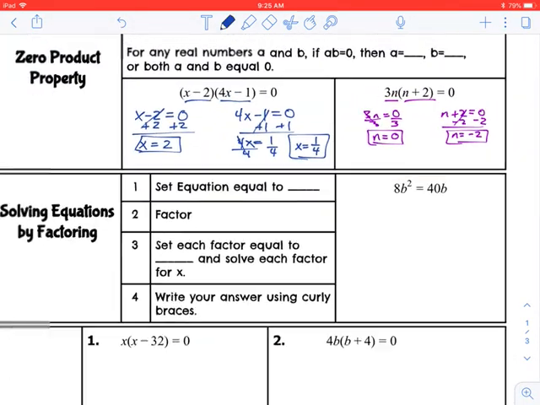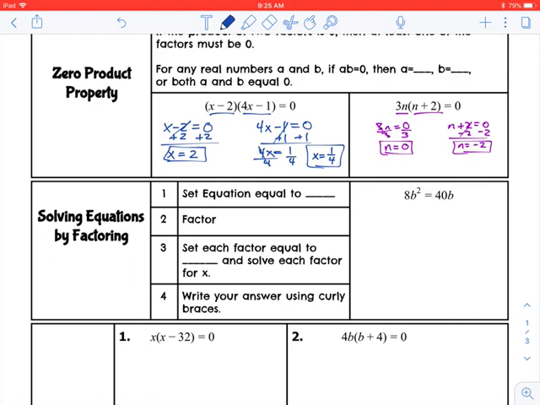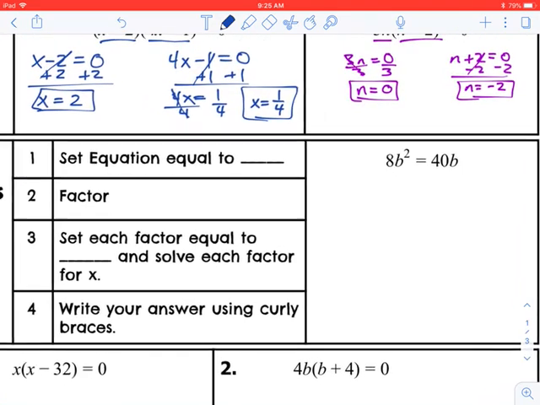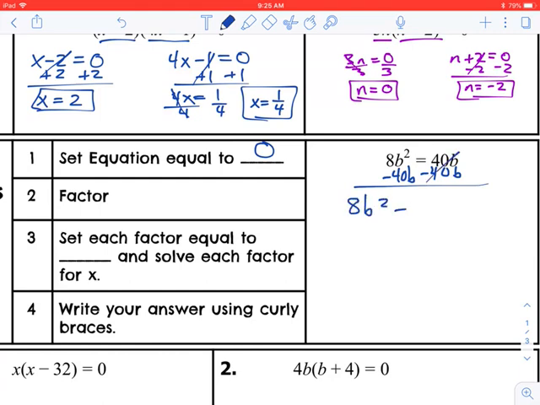So the steps to solving by factoring, we are going to be doing the same thing at the end that we just did. But sometimes it's not set equal to 0 yet. So the first step here is to set the equation equal to 0. In this case, to set this equal to 0, I need to subtract off 40b to make that side 0. So it's going to be 8b squared minus 40b equals 0.